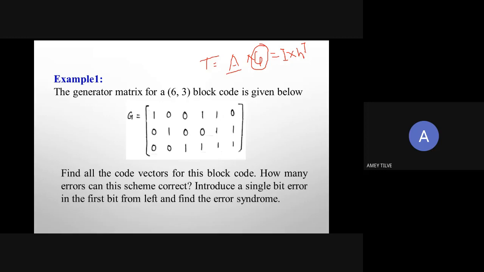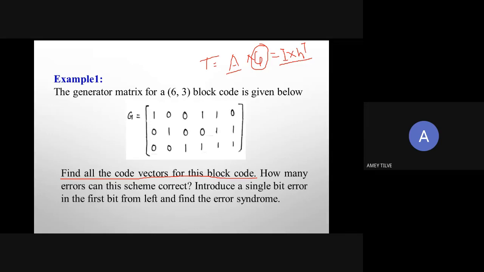Okay, the generator matrix is given to you below. So you know what a generator matrix is. Your generator matrix is nothing but your identity matrix into H transpose. The generator matrix is given below. What are we told? Find all the code vectors of this block code.